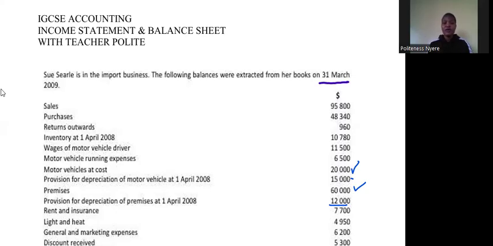The income statement and the statement of financial position are the final accounts, or the financial statements, that are needed by the business and that show the stakeholders how the business is performing. The income statement shows us the profits, whereas the statement of financial position shows us the liquidity, the state of the business in terms of its assets and its liabilities. So let's go to the statement of financial position.